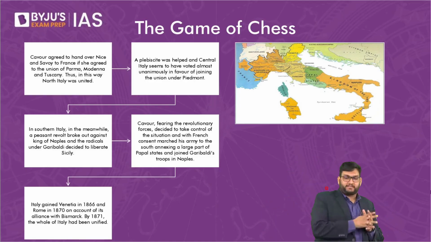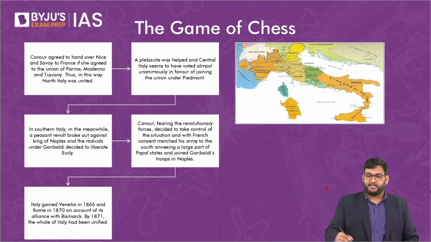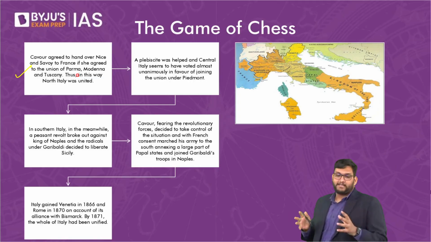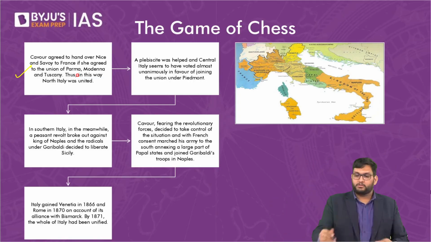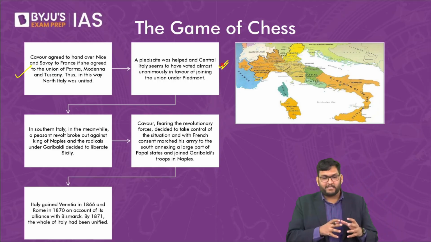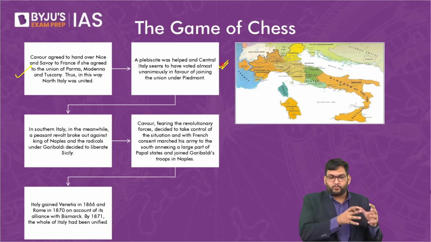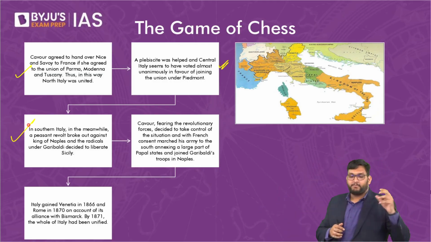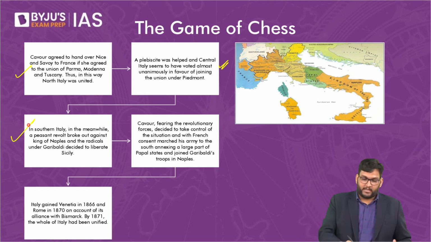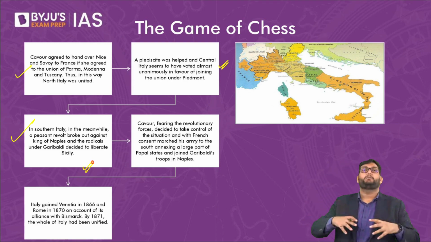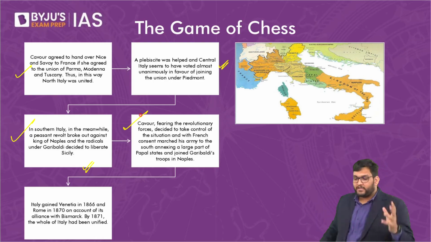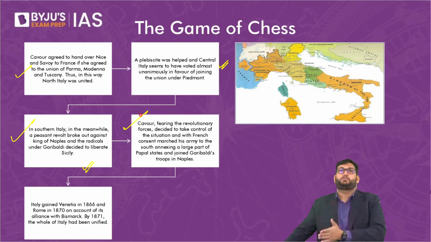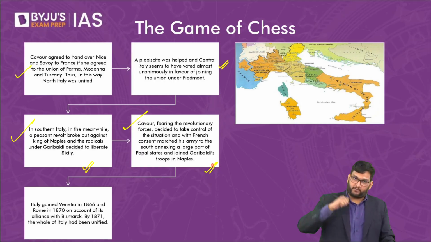Cavour agreed to hand over Nice and Savoy to France if France agreed to the union of Parma, Modena, and Tuscany, and therefore the northern Italian sector was united through what we call a plebiscite. Central Italy seemed to have voted unanimously in favor of a united Piedmont. In southern Italy, meanwhile, a peasant movement broke out, and Garibaldi decided to liberate this sector. Cavour, fearing the revolutionary forces taking full control of this sector, will move to the southern sector and take it away from Garibaldi.